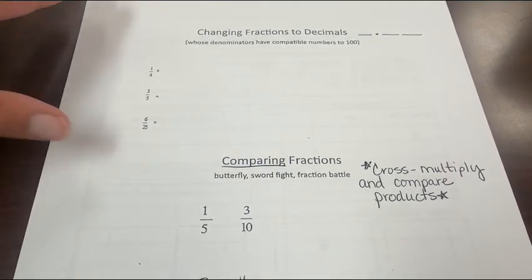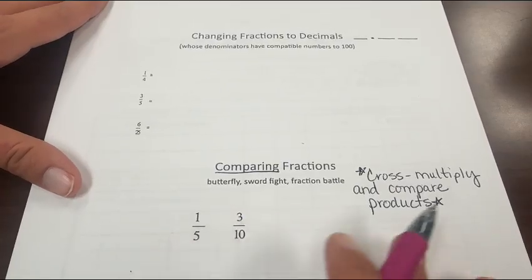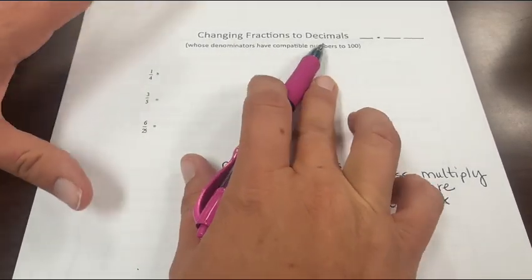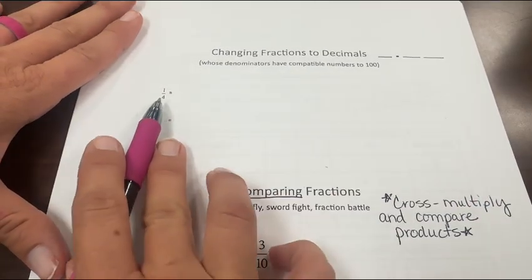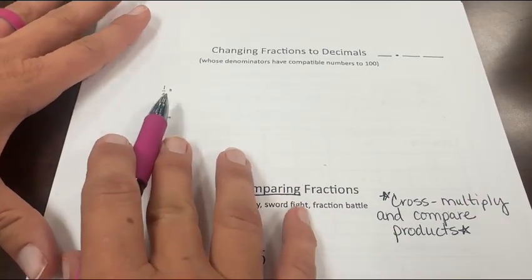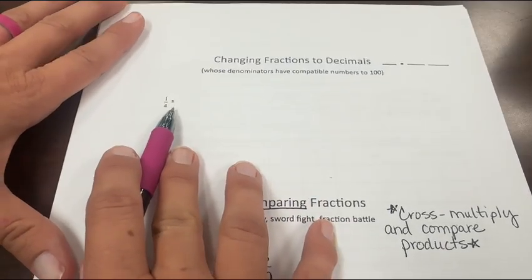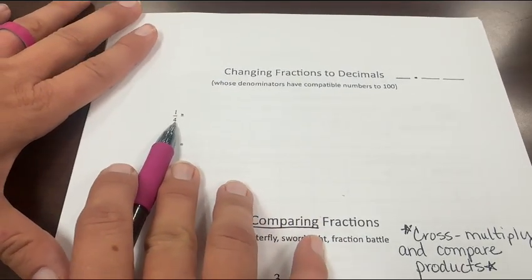We are on page 16, and we're going to be talking about changing fractions to decimals. A big reason for this is to compare them to each other, or just to have a sense of how much money that would be, because we can wrap our head around money more than we can fractions sometimes.